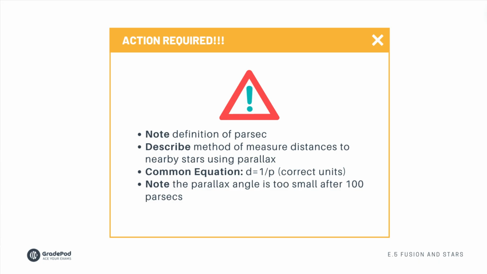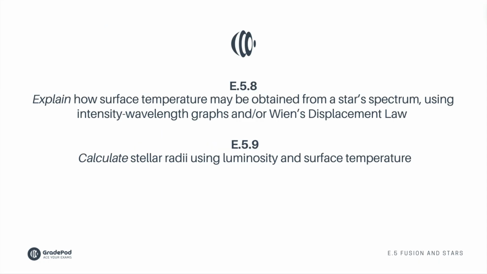So let's summarise. You need to memorise the definition of a parsec. Got to do that, okay? You need to be able to describe the method to determine distance to stars using stellar parallax. So I would, if I were you, familiarise yourself with that diagram that came up over and over again. You need to use D equals 1 over P with the correct units. You can do that, that's simple. And you need to understand that at around distances of 100 parsecs, the parallax angle gets too small to distinguish, and this method no longer works.